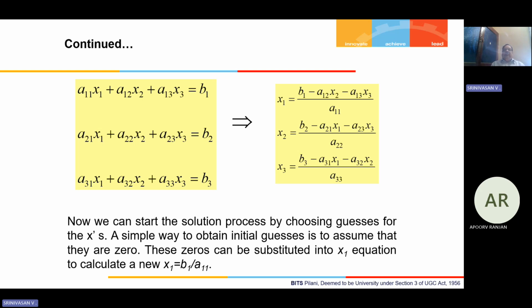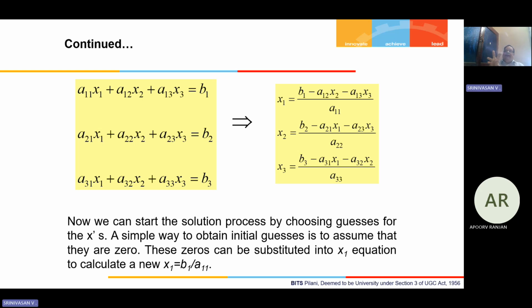Isn't that so? Now we can start the solution process by choosing guesses for the values of x. A simple way to obtain initial guesses, or initial assumption, or initial approximation, is to assume that they are all zeros. These zeros can be substituted into the first equation so that it becomes x1 equal to b1 by a11, because x2 equal to 0 and x3 equal to 0. So here don't put 0 equal to. Sir, you only said x1 equal to x2 equal to x3 equal to 0 is the initial approximation, therefore 0 equal to. It's not like that.